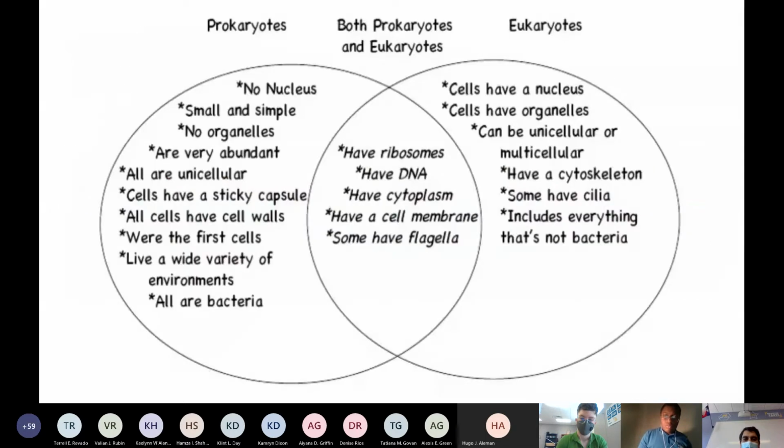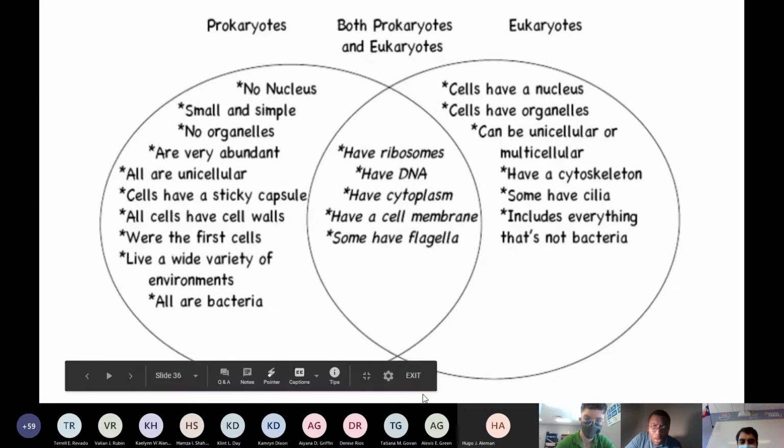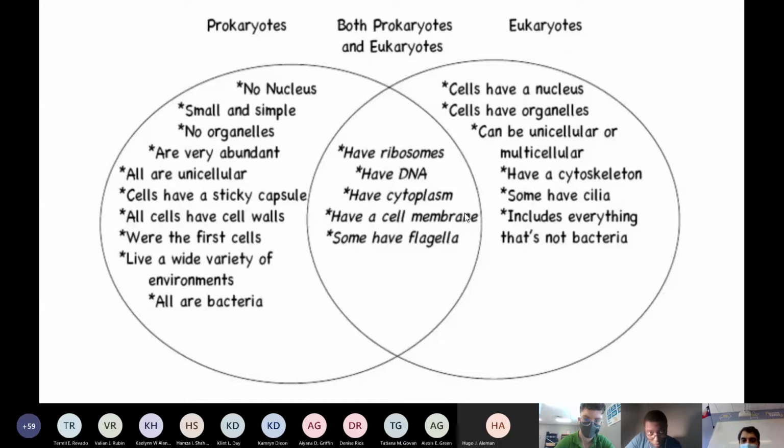Good job. Okay, I wanted to include a Venn diagram here to show you everything between prokaryotes and eukaryotes. Does anybody want to come off mute and say what both prokaryotes and eukaryotes have in common? I can. Go for it. They both have ribosomes. They both have DNA. They both have cytoplasm. And they both have a cell membrane, and some have flagella. Very good. Does anybody remember what a flagella is?